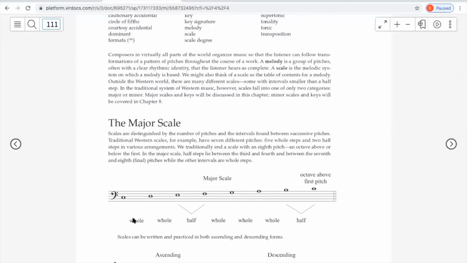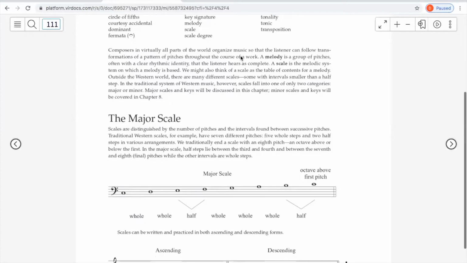Notice that there's one of each letter: C, D, E, F, G, A, B, C. And because this scale starts on C, we call this a C scale. Because it has half steps in these particular places, it is a C major scale. And it has a certain sound.